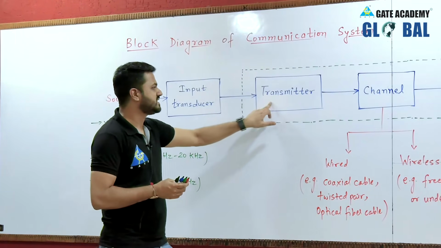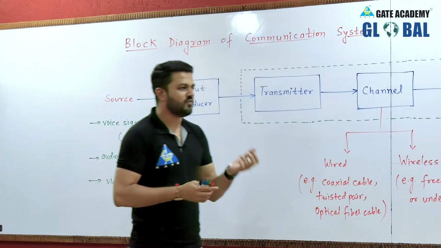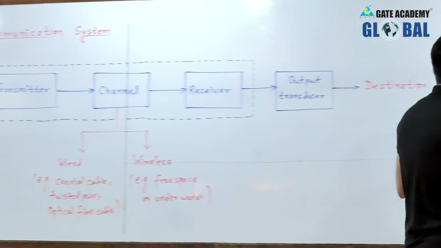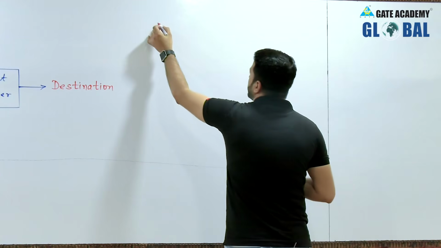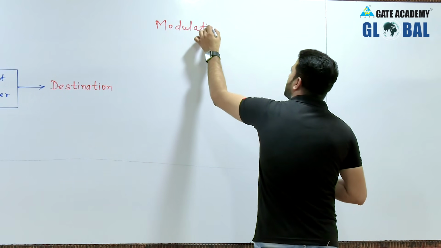Now we are saying that this transmitter does some modification to the signal. What kind of modification does it do? It performs the process called modulation.